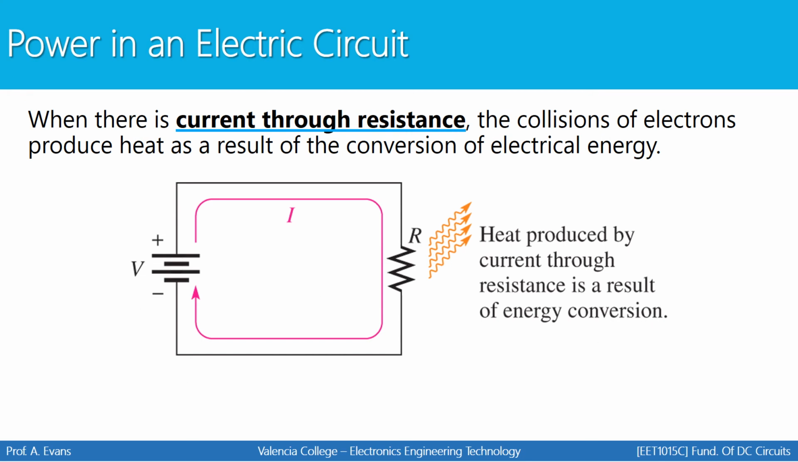So, as we discussed earlier, when there is current through resistance, the collision of electrons will produce heat as a result of the conversion of electrical energy. So anytime you have current flowing through a resistor, there will be some energy that is lost because heat is created. It's a transference of energy. And in the circuits that we'll build in lab, this will happen. However, your circuits will never become hot enough that it should burn you or anything like that, but there is going to be a small loss of energy because heat is produced when current flows through a resistor.